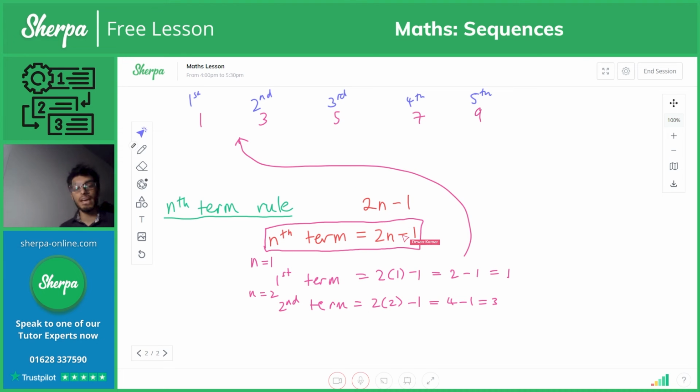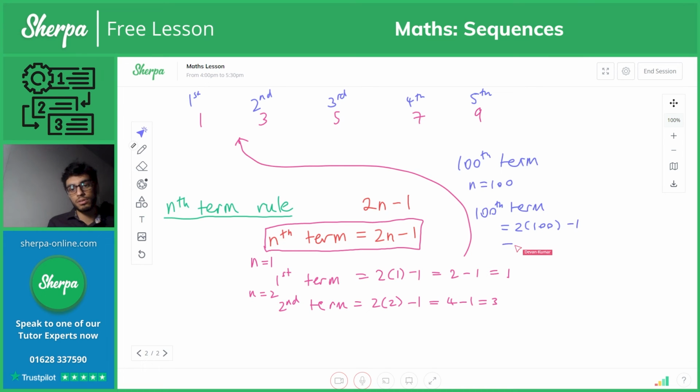And what happens is when you replace n with any number, you can find out what that term in the sequence actually is. So if a question was, well, I know what the first, second, third, fourth, and fifth terms are, but I want to know what the 100th term is. Not a problem. I replace n with 100. So based on this formula, the 100th term is 2 times 100 minus 1, which is 200 minus 1, which is 199. And all of a sudden, I actually know what the 100th term is. And that's really useful. So that's a reason for using the nth term.